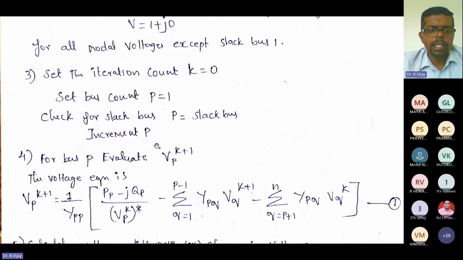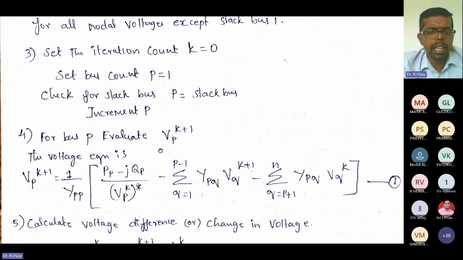Next, step number 4: for the bus P, evaluate Vp K plus 1. K is nothing but the iteration. So you need to evaluate Vp K plus 1. This is the formula for calculating it. There is some basic formulation of how this equation comes about. That also I will give in the comment section. In your free time, you can watch that video to see how this equation is derived. If I start again, half an hour will go with this.